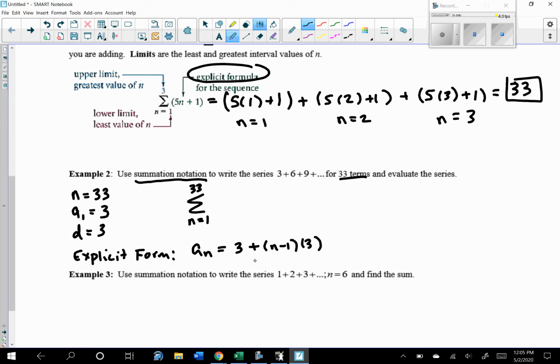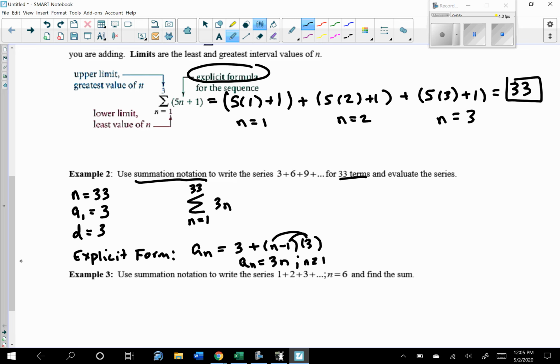So if we simplify this, we can just distribute that to 3. We have 3n, and this would be 3 and then minus 3, so that would go away. So 3n is our formula for, of course, n values greater than or equal to 1. So this would be 3n right here. So for this, we could plug in 1, 2, 3, 4, 5, all the way up to 33, and then just add it together. Of course, that's going to take you a lot longer than using our formula.